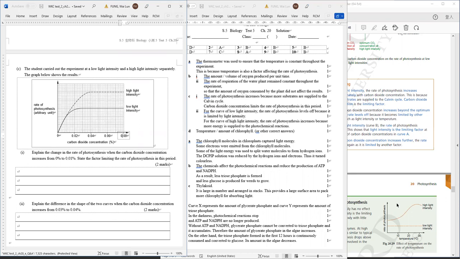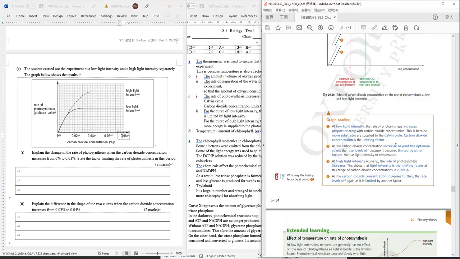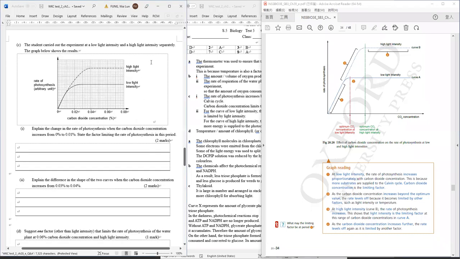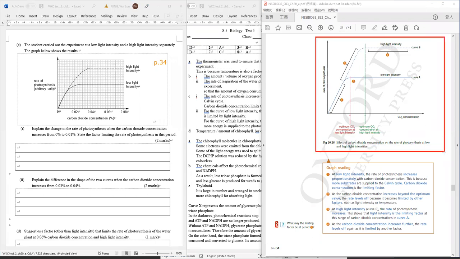So with reference to this picture, to this diagram, we want to make sure you know which page to refer to first. Okay, I want you to get to page 34 of your textbook, which is shown on the right hand side in this diagram. And in this diagram, I want you to explain in the first stage, first period, the change in the rate of photosynthesis.